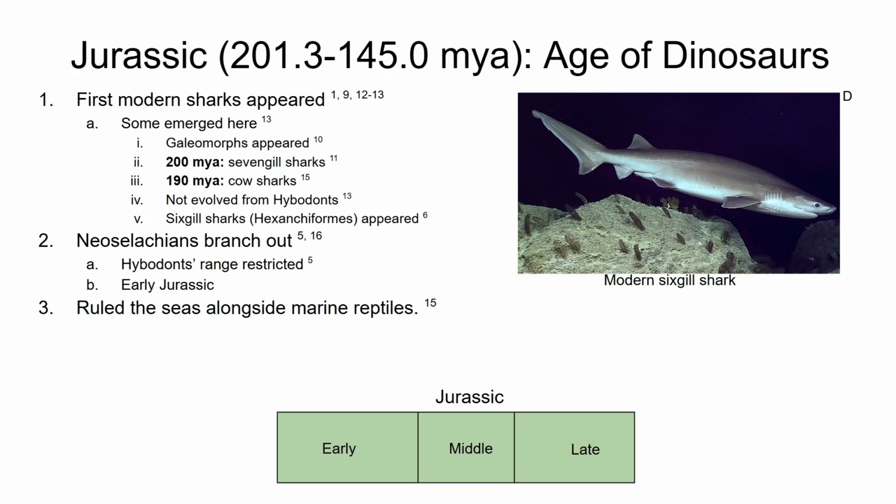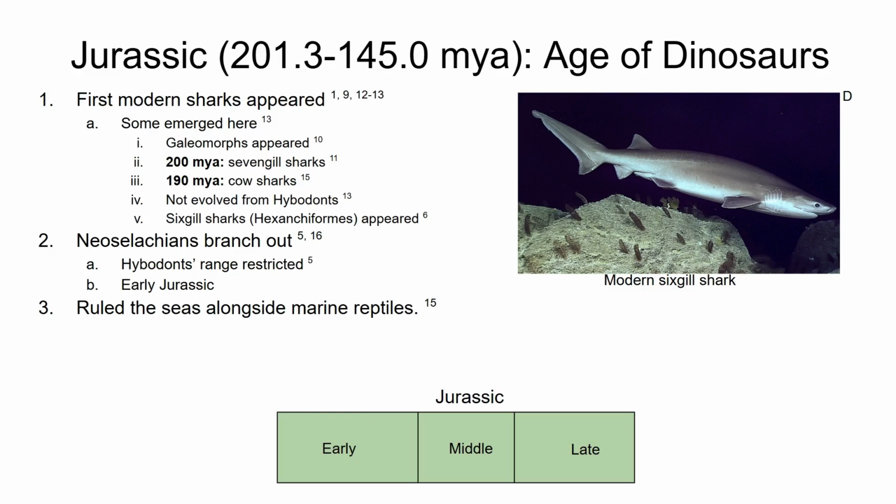About 10 million years later, cow sharks appeared in the fossil record. None of these sharks branched out from hybodont sharks. Another shark appearing in the early Jurassic was the six-gill shark. The six-gill shark, while critically endangered, still exists today and has changed very little.